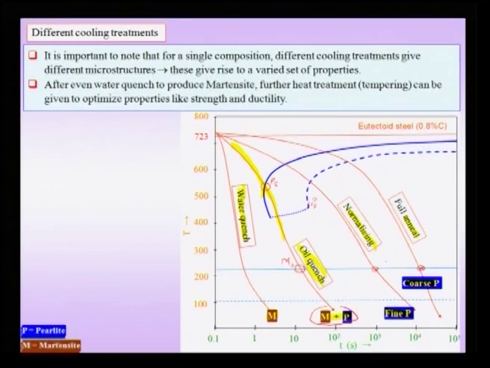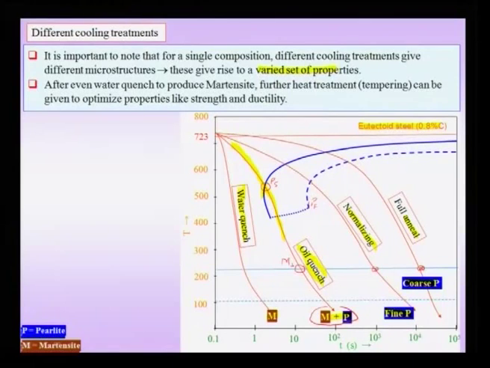Now, the important thing, of course, is that the whole heat treatment which we are studying here is for a single composition, and now we are talking about eutectoid steel or a 0.8% carbon steel. I can produce different microstructures, and of course, we have seen certain microconstituents being part of it like pearlite, and these different microstructures can give rise to a varied set of properties. That means what I am doing here should be technically called microstructure engineering.